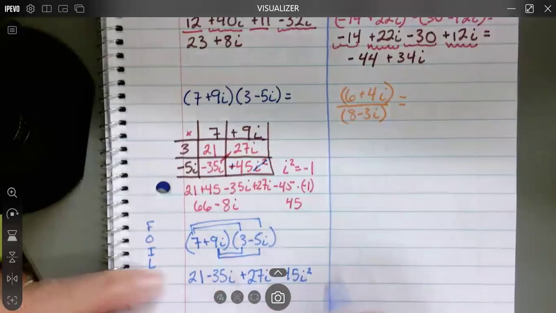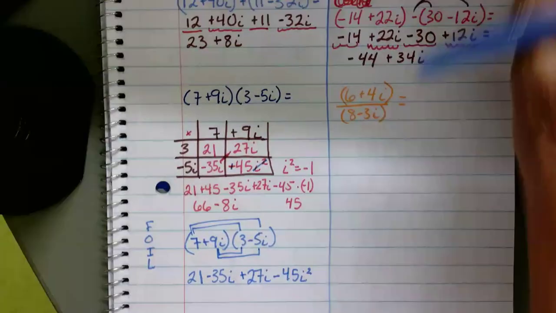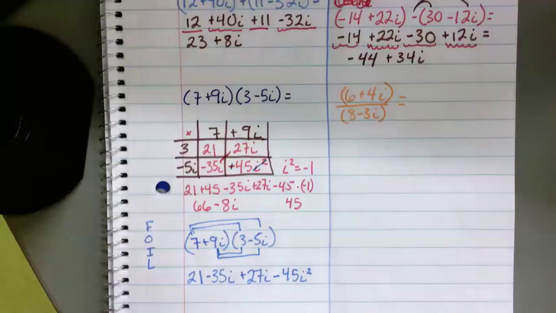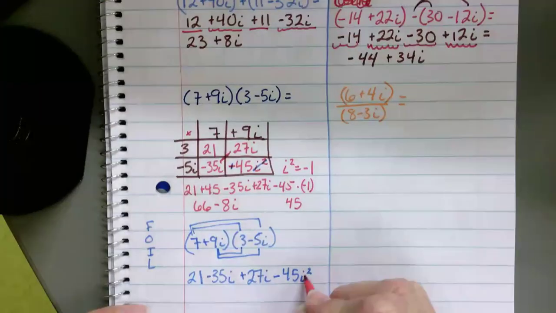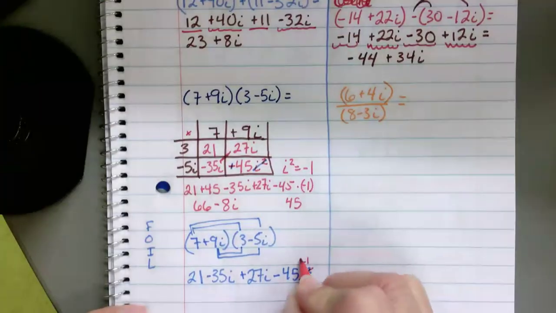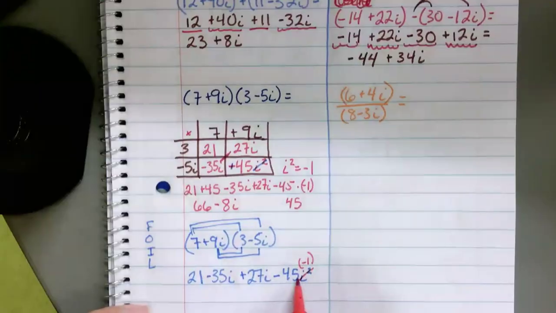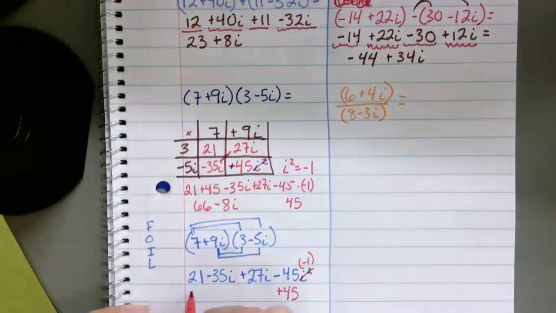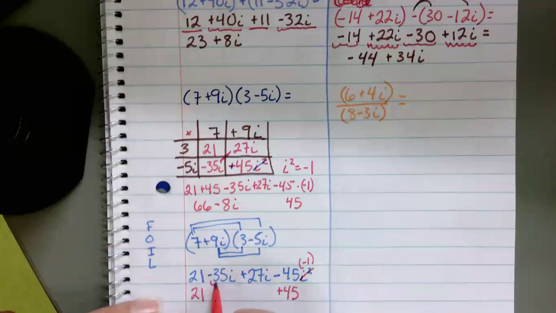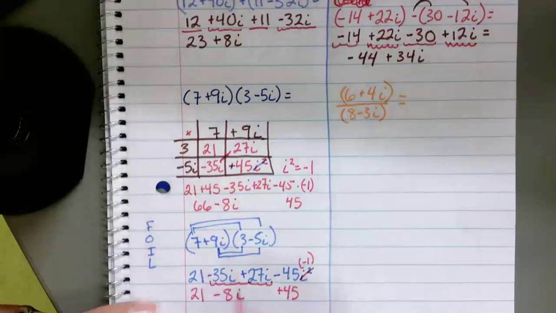Oh my gosh, i squared. So we have confetti because the magic's about to happen, right? That i squared becomes a negative 1. Negative 45 times negative 1 is going to give us plus 45. So I have 21, and then these can be combined. Negative 35 plus 27 is going to be minus 8i. So I have 21 minus 8i plus 45.